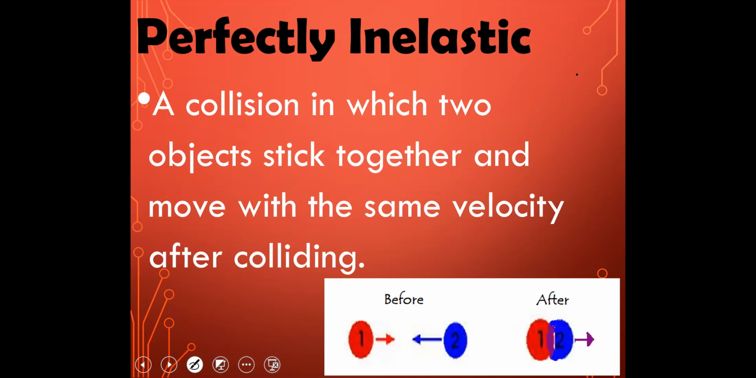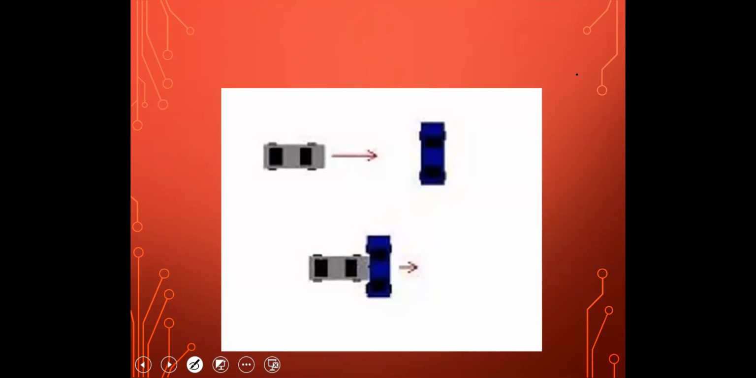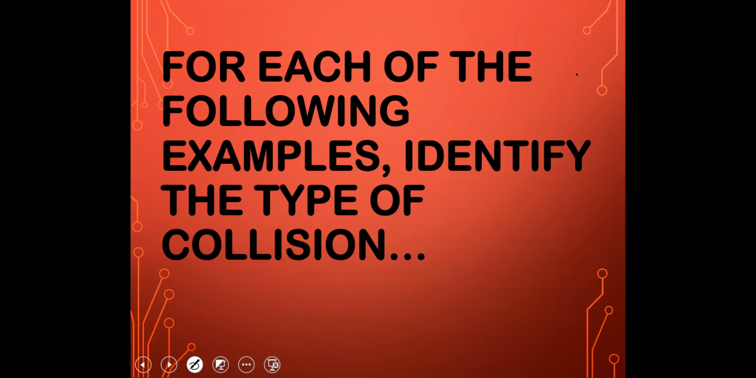I will give you now more examples. If you didn't understand, I will come back. Now, for each of the following examples, identify the type of collision.